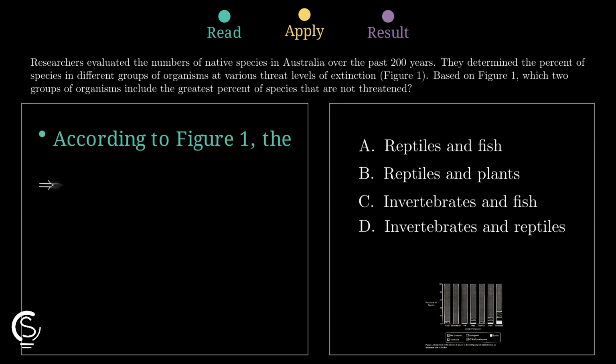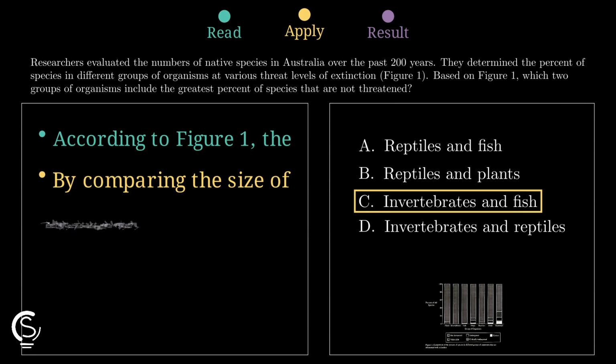Those largest not threatened percentages belong to invertebrates and fish, so the matching choice is option C, and that finishes the comparison cleanly.